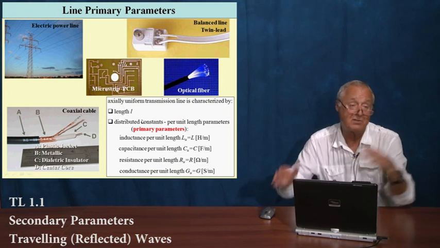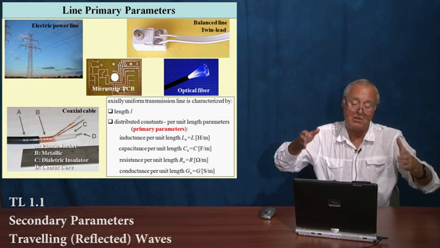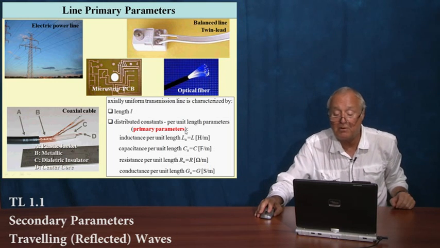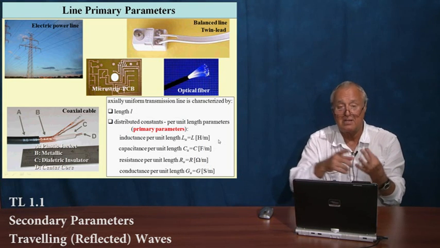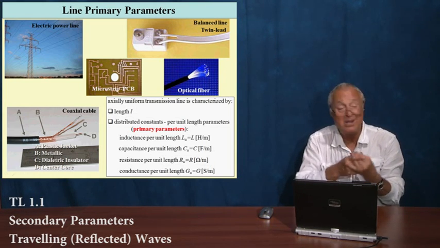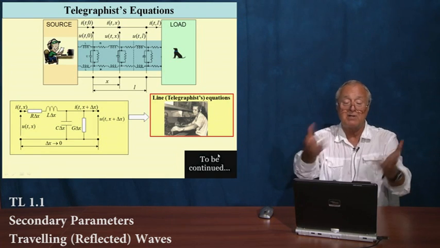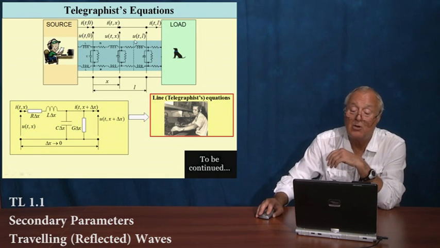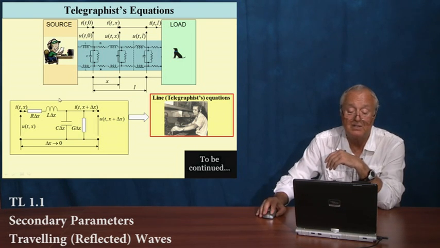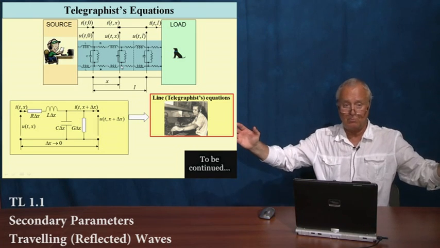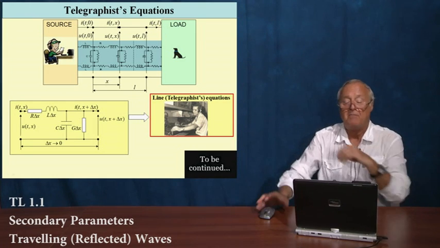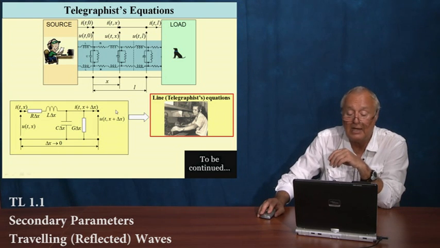them is characterized, first of all, by length: kilometers, meters, centimeters, and so on, and then by primary parameters, per unit length parameters: inductance, capacitance, resistance, and conductance. Per unit length, per meter: Henry, Farad, Ohm, or Siemens per meter. So we may express our line as a cascade connection of two ports of this character. Infinity of these two ports are connected in cascade. And this is our transmission line.